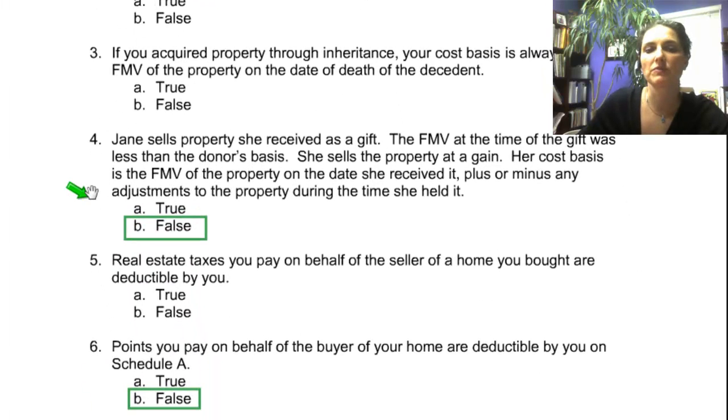Next question to review is question number 4. Jane sells property she received as a gift. The fair market value at the time of the gift was less than the donor's basis. She sells the property at a gain. Her cost basis is the fair market value of the property on the date she received it, plus or minus any adjustments to the property during the time she held it. That is a false statement. The reason it is false is when you sell property at a gain and the fair market value at the time of the gift is less than the cost, then you will use cost as a basis for figuring gain or loss on the sale.